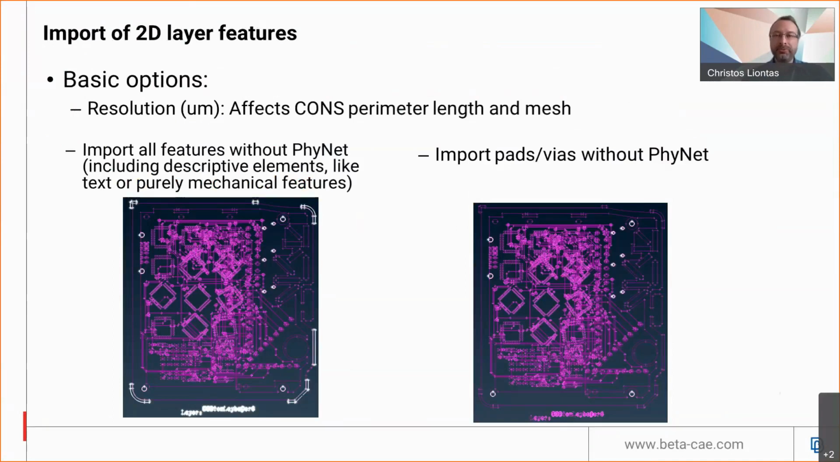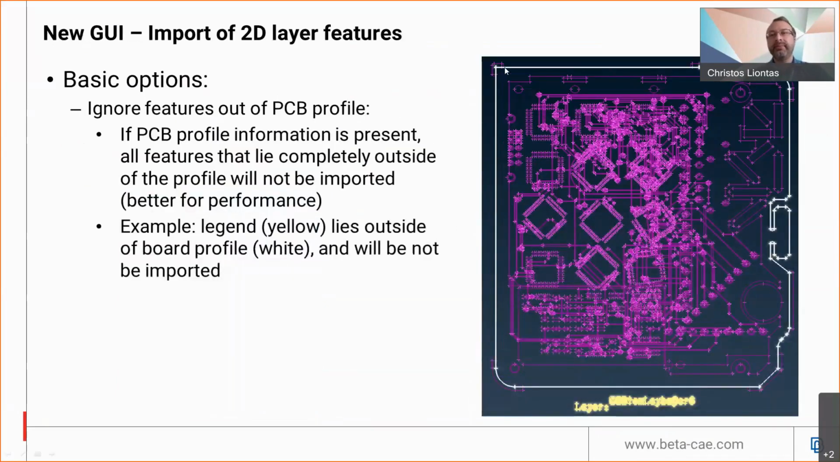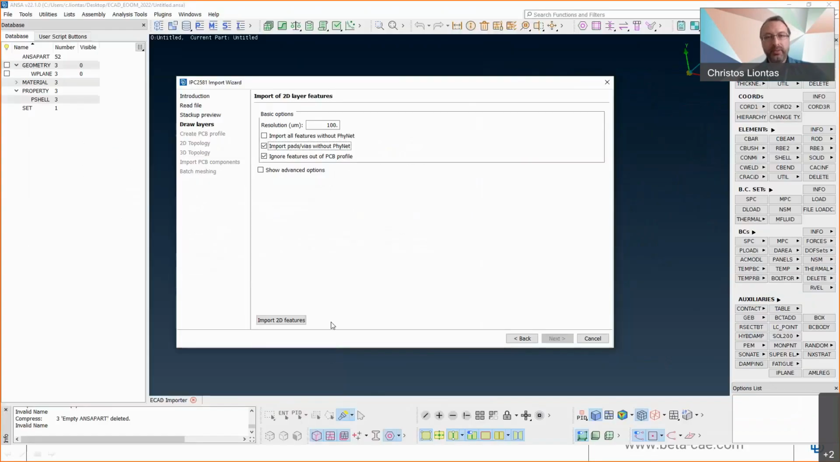And finally, there is a third option to ignore all the features that lie outside of the PCB profile. So in my next slide, you can see that the PCB profile is this curve highlighted in white, and there are some features that lie outside of this white profile. So in the 3D model, they will not play any role. So you can choose to ignore them to make the procedure faster. So you can see that these yellow letters fall outside the profile, and you can choose to not import them. So let's go with these options, and let's import the features.